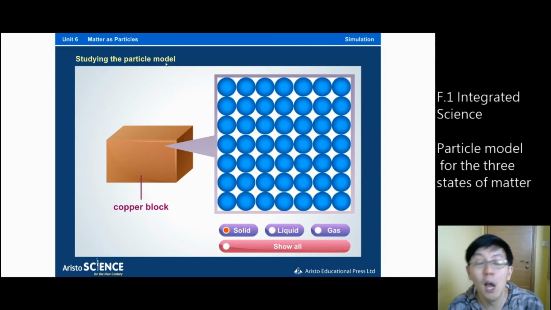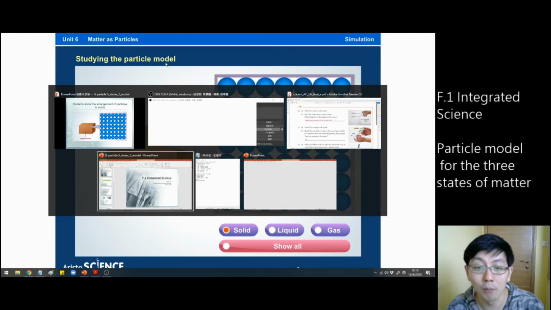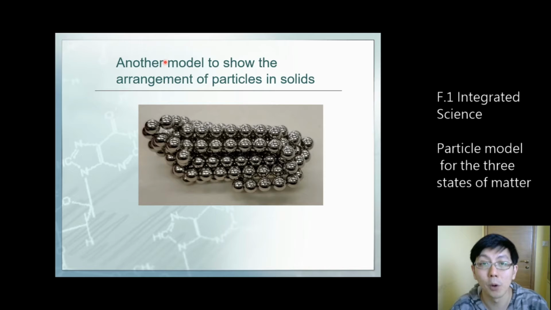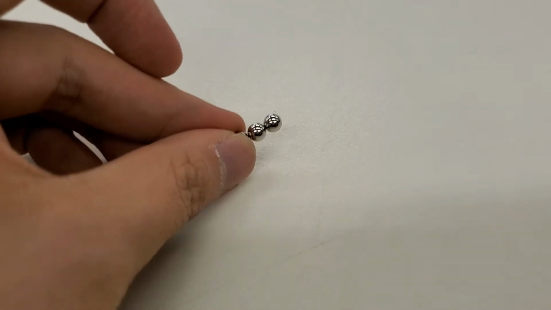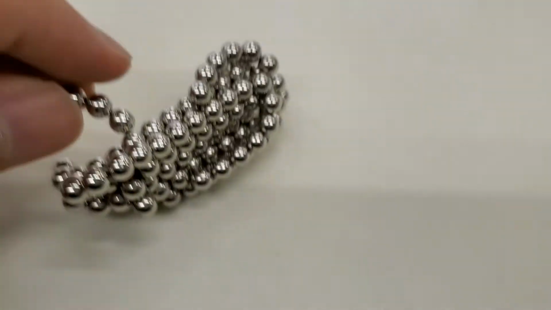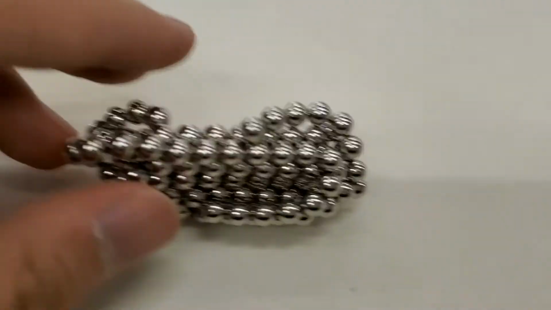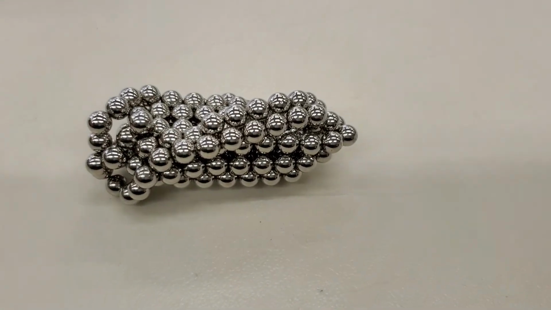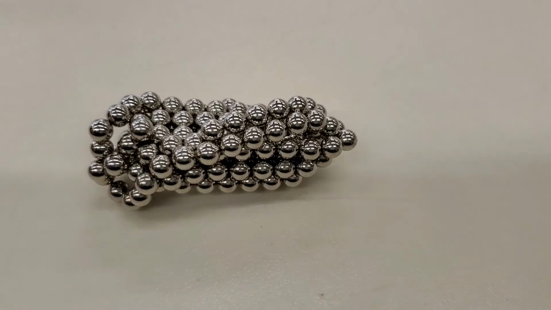This is what we call a model, to try to tell others how the particles are arranged in the solid. Now for me, I will use another model. I like to use magnetic balls to represent it. Here is a magnetic ball. These magnetic balls can stick together easily, and if we put them together, they can stick together in this kind of shape.